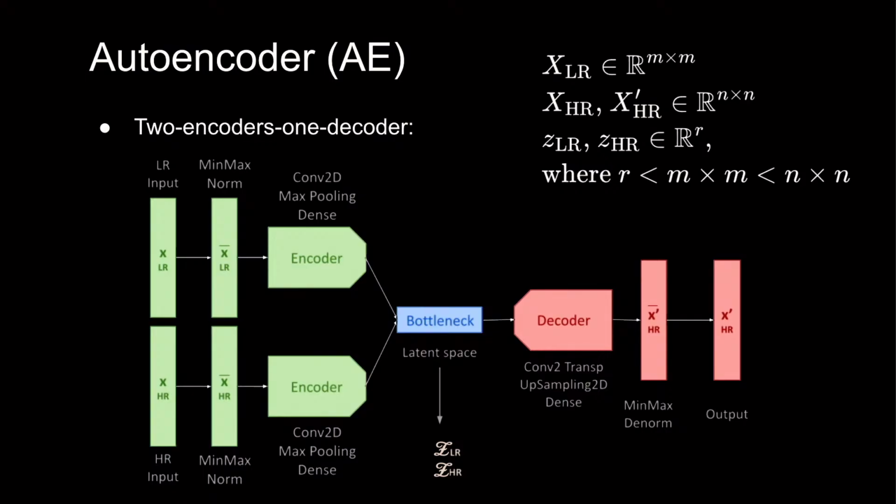More specifically, we can now describe two encoders and one decoder. Two encoders, because part of the training data we are using is low resolution, and part of the training is high resolution data. And then we combine these two encoders and create this latent space according to the influence of the different encoders.